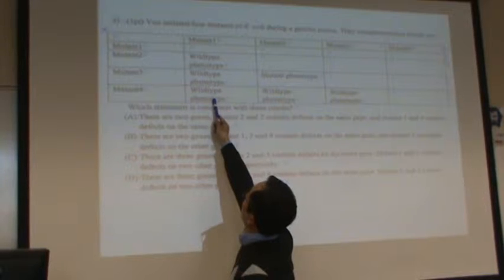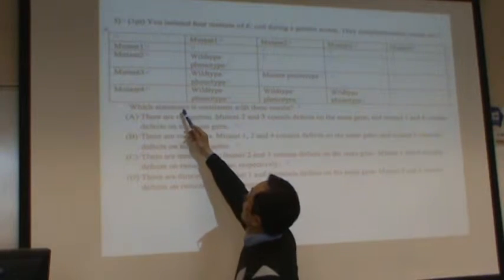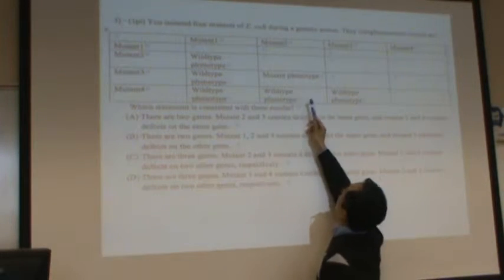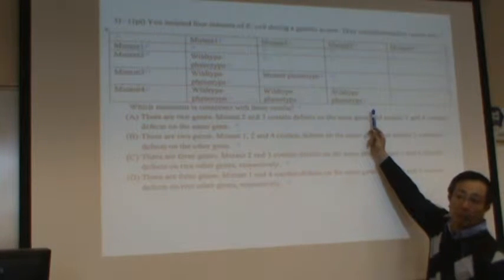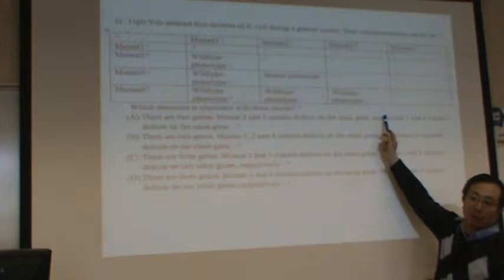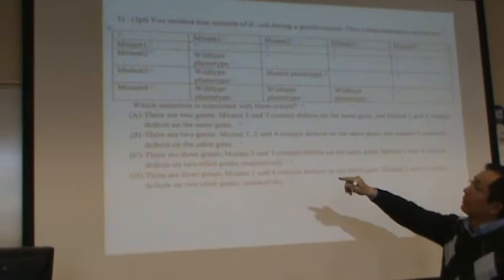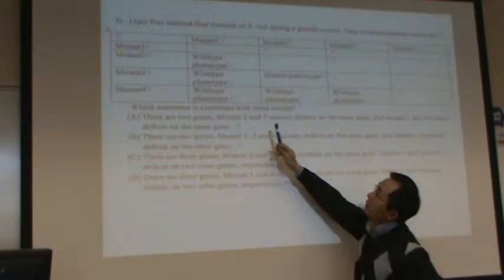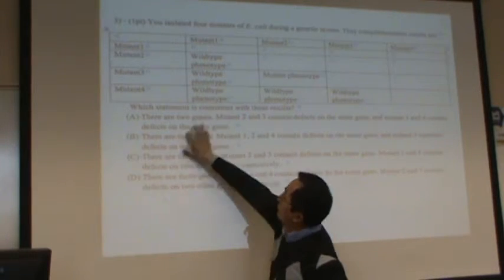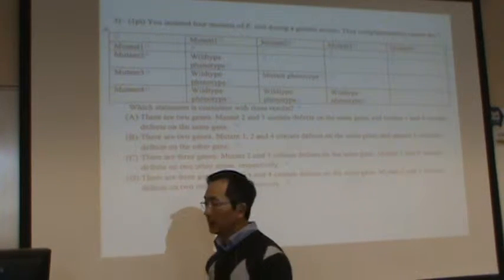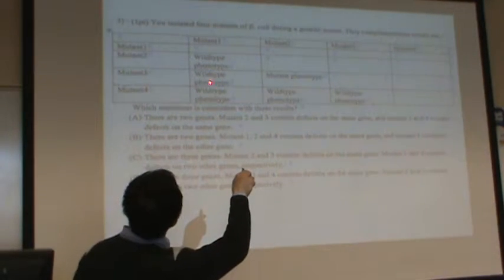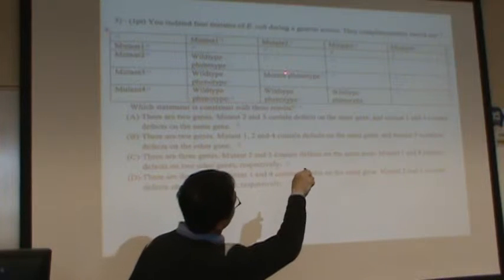Okay, so this is number 1. Number 1 is different from 2, 3, 4. Number 4 is different from 1, 2, and 3. Okay, so we know 1 and 4 are different genes. But 2 and 3 are not. So number 3 is different from 1, but it's the same as number 2.